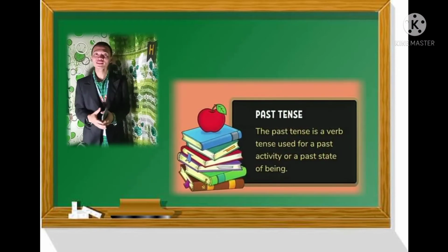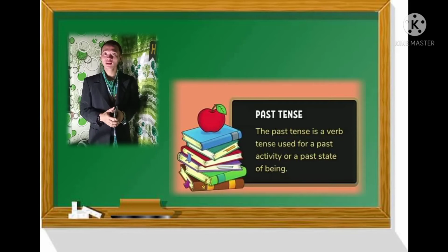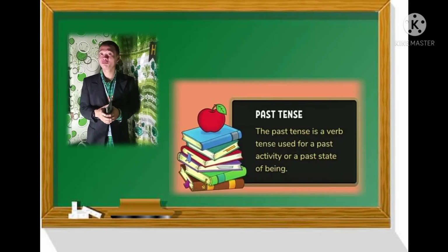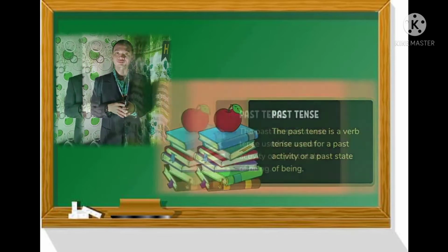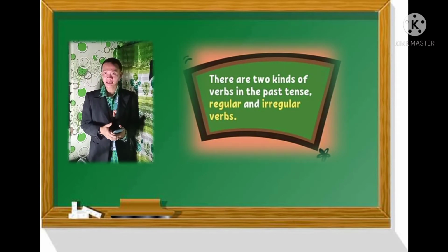Past tense. What is past tense? It's a verb tense used for past activity or past state of being. There are two kinds of verbs in the past tense, regular and irregular verbs. Let us now study the difference between the two.